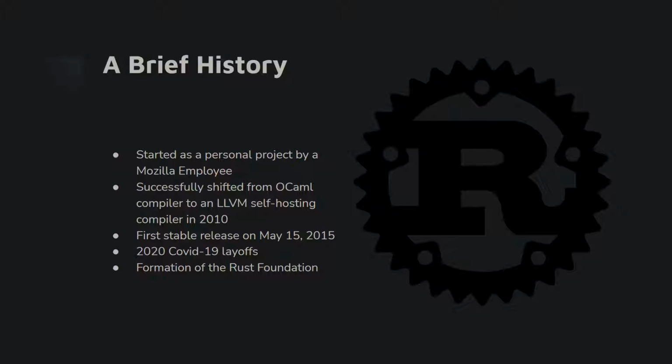In short, the Rust compiler, called rustc, is written in Rust. Rust can compile itself, which is pretty cool. The first stable release was made public on May 15th, 2015. So this is a really, really recent language. I was just about to graduate high school at the time.